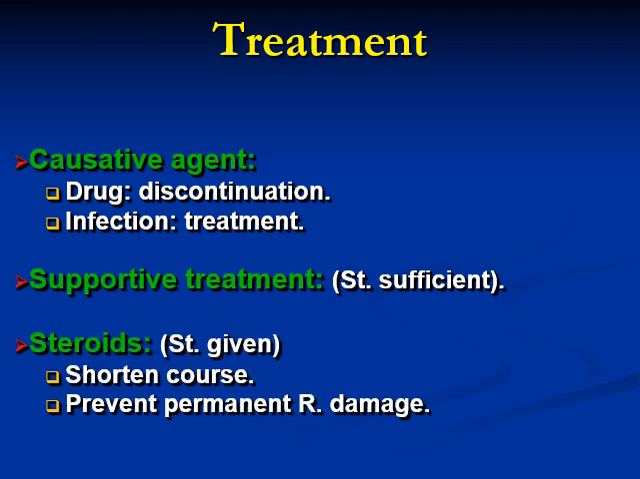The most important point in the treatment of an acute interstitial nephritis is to find out the cause. So if it is due to an exposure to a drug, this drug has to be discontinued. If it is due to an infection, the appropriate antimicrobial should be used. In most instances, supportive treatment of an acute kidney injury is sufficient. Sometimes steroids are given to shorten the course and to prevent permanent renal damage.